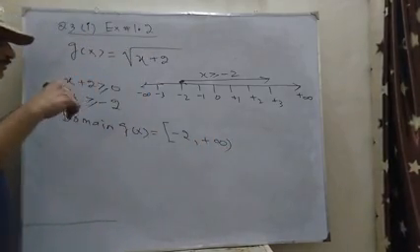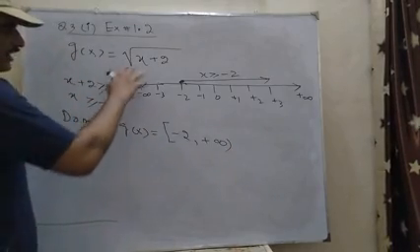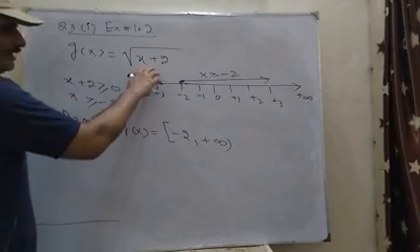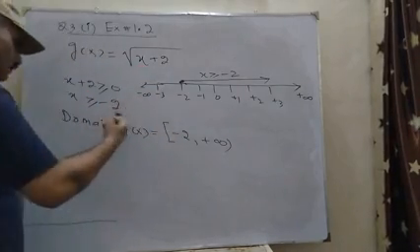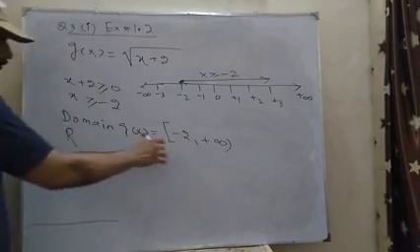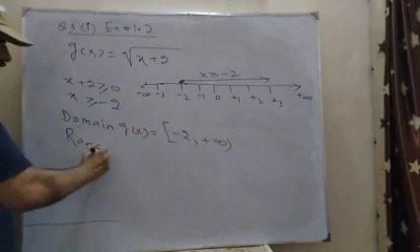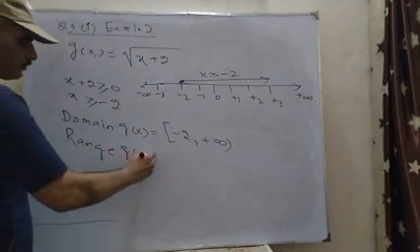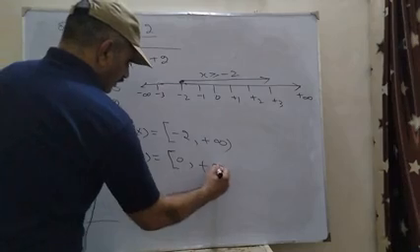And what will be our range for this expression? There is no chance of getting a negative value inside the radicand, so it is clear that our range will be positive. And what will be its value? If you put minus 2, you will get minus 2 plus 2 equal to 0. So the range will be 0 to plus infinity.